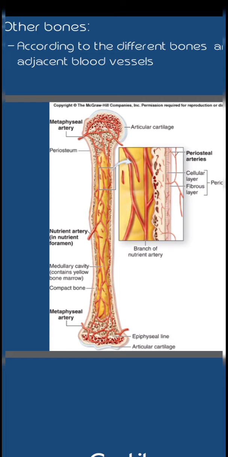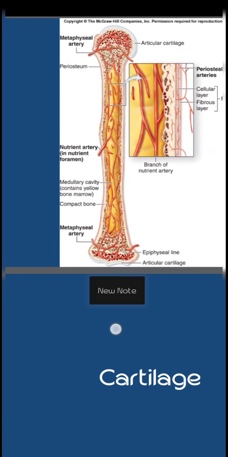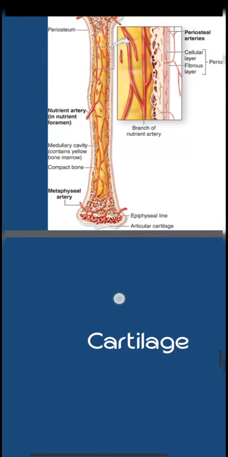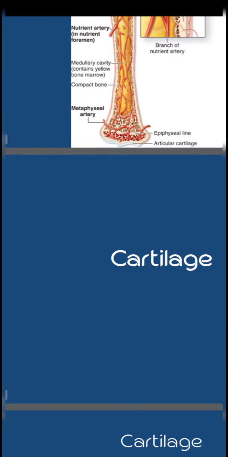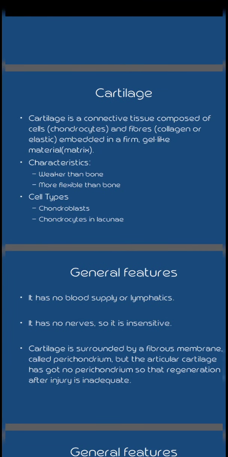Periosteal arteries supply the periosteum of the bone. The nutrient artery is the main artery that invaginates from the diaphysis and supplies the bone, mainly the medullary cavity. Here we can again see the metaphyseal and epiphyseal arteries and articular cartilage. Cartilage we've studied earlier, a form of connective tissue. It is weaker than bone, more flexible than bone, and consists of chondrocytes and matrix.